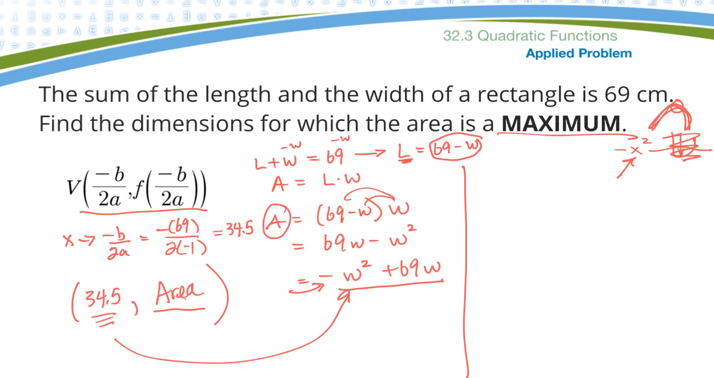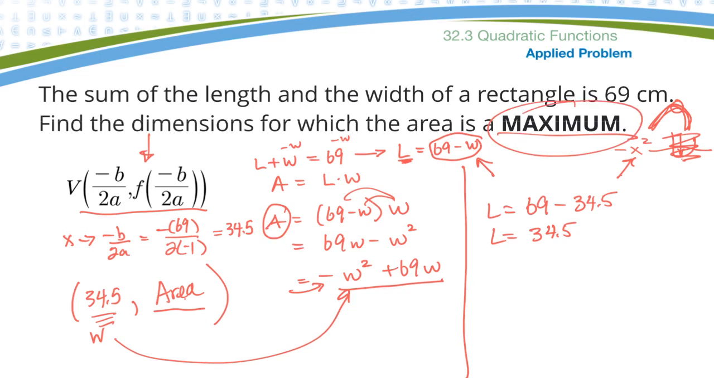And I could do that. I'm not sure what it'll be, 900 or 1,000 or something. But the question just asks for what the dimensions are. So if I know this is the width, I can plug that back into this formula to figure out what the length is. So 69 minus 34.5, and it'll turn out to be 34.5 as well. So to get a maximum area with a four-sided figure, basically it has to be a square. So 34.5 for each. Okay, so I use the vertex formula. If they use the word maximum, think vertex.